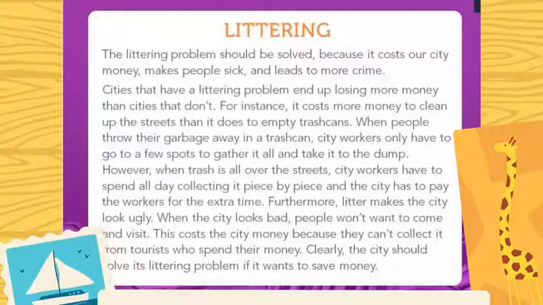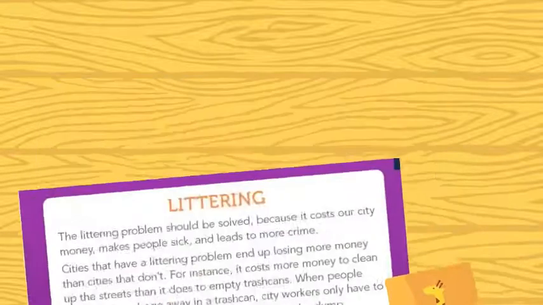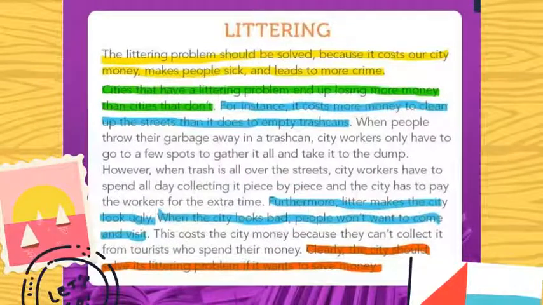Okay, if you have finished, let's check the answer to the text that I have given to you. This is probably the answer to the task. With the yellow highlighter: littering problems should be solved because it costs our city money, makes people sick, and leads to more crime. This is the thesis statement. And then the green one here is the topic sentence. How about the blue one here?